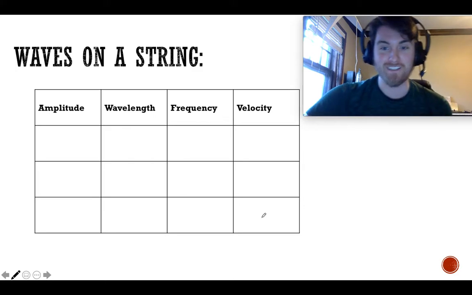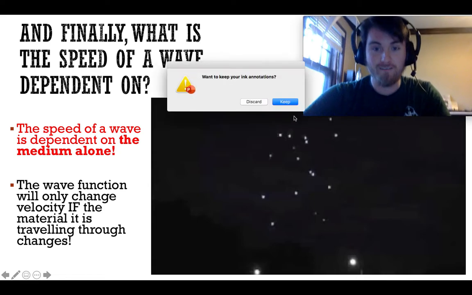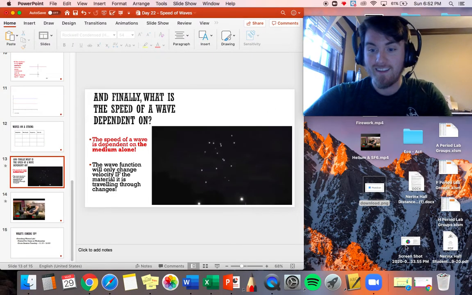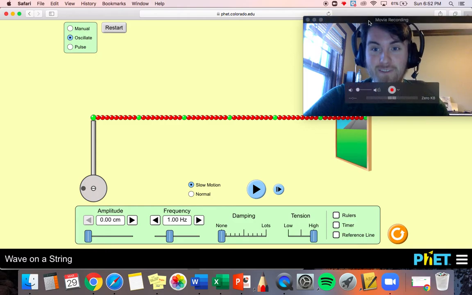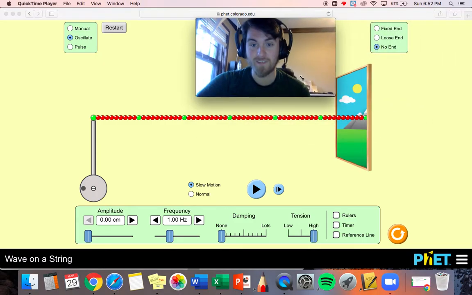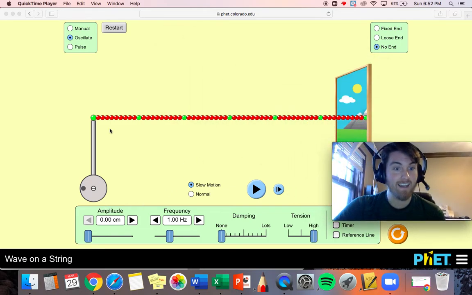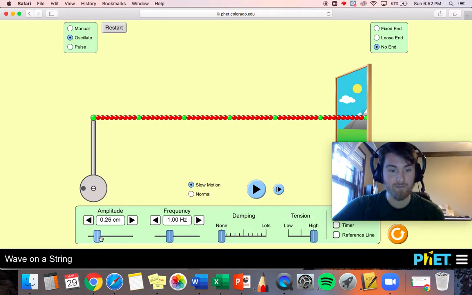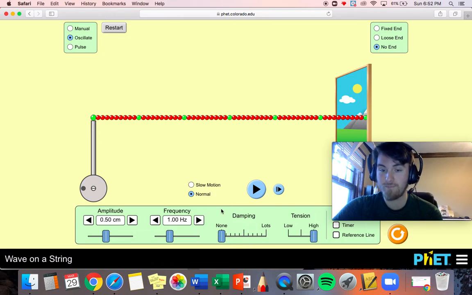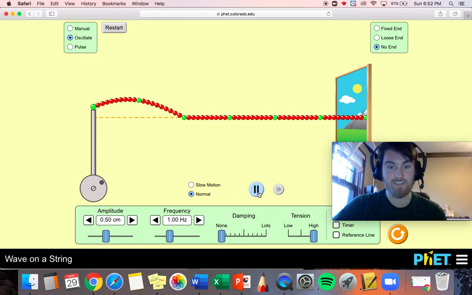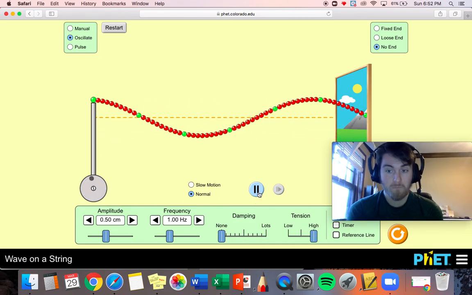So what we are going to do is go into this simulation. In this simulation, I have just a string, and I can send a specific amplitude. If I change my amplitude, I am going to set an amplitude and then set it to normal. You notice that there's no end here, high tension, zero damping, meaning that there's no friction also, and I am going to oscillate this string. So if I create a wave, fantastic.